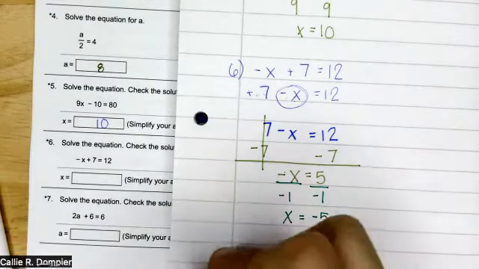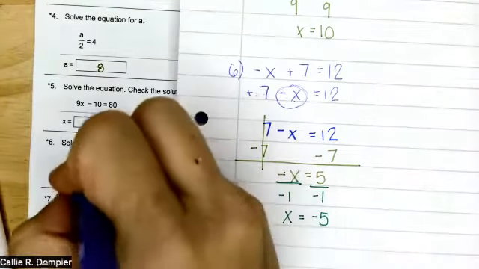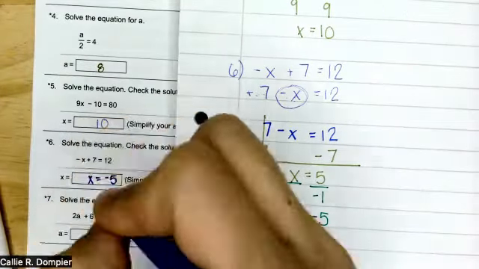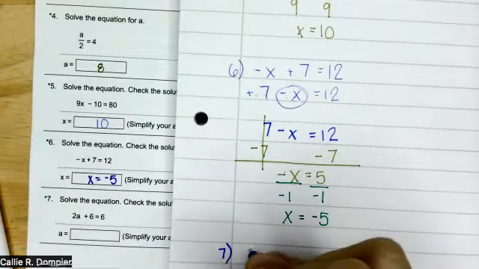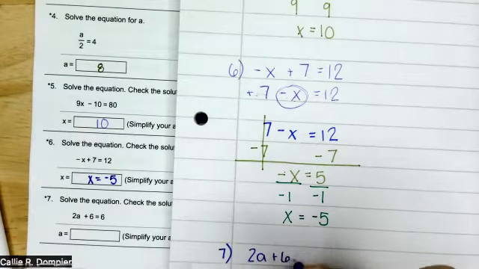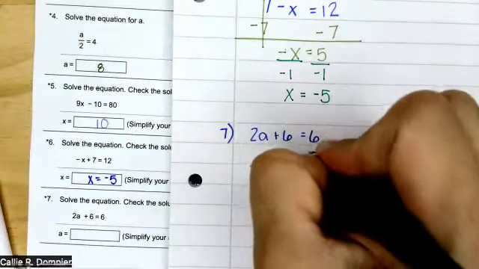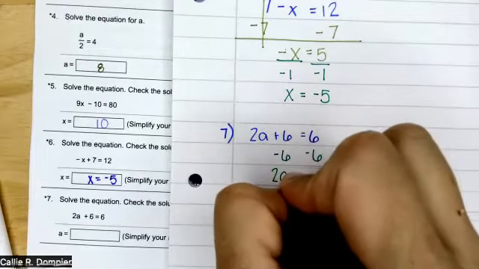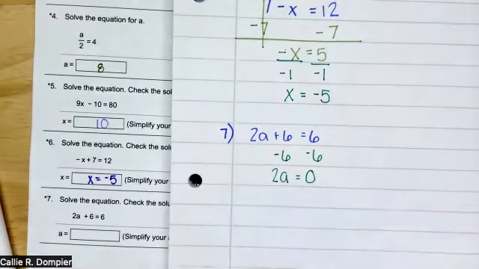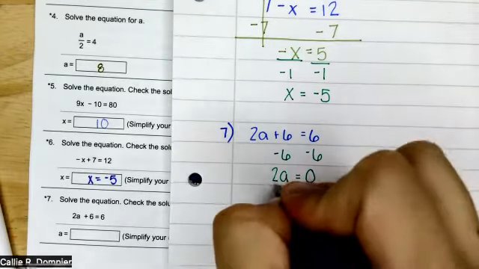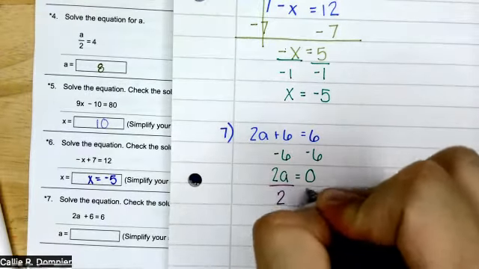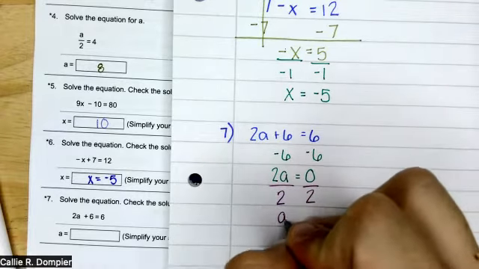Good. All right, number 7. So that was x is negative 5. Number 7 is 2a plus 6 equals 6. I chose this one because if we subtract 6, we get 2a equals 0. That doesn't mean stop. That doesn't mean that you got the wrong answer. That doesn't mean that there's no solution. Keep going, just like it was any other number, okay?